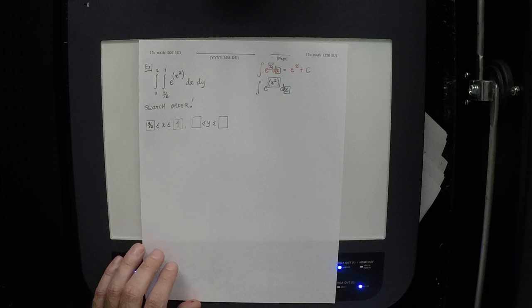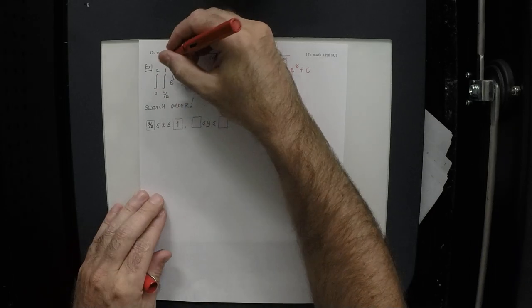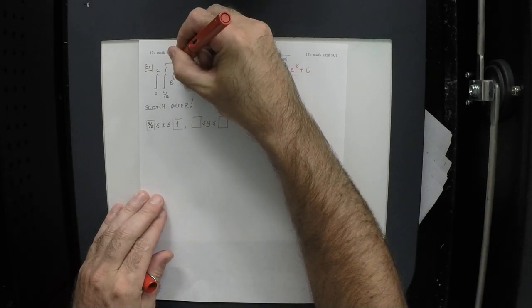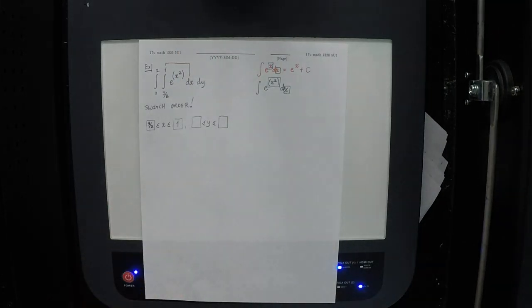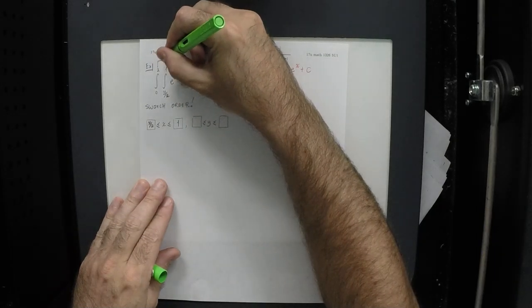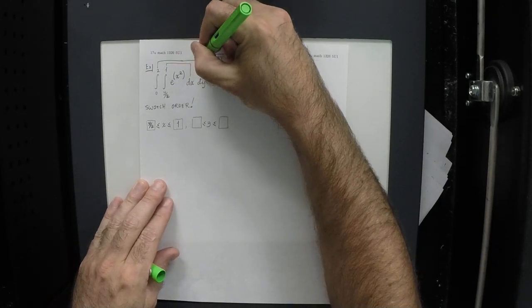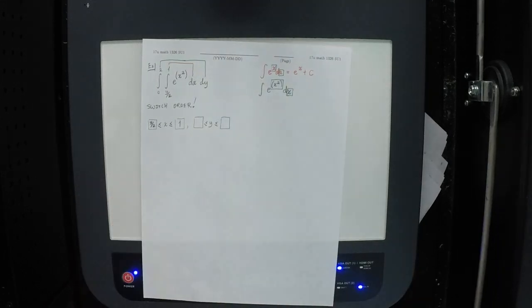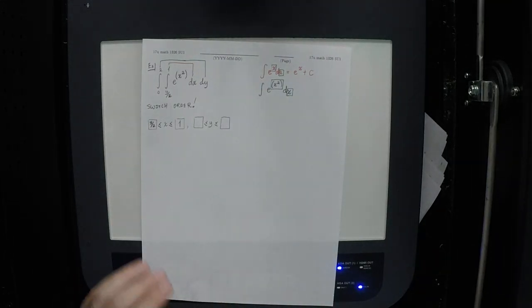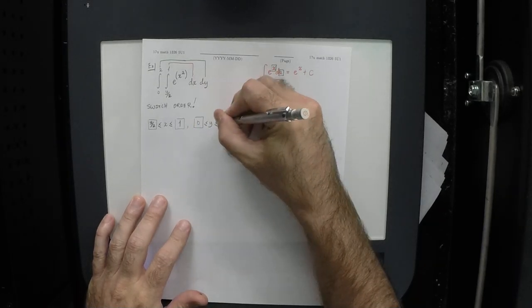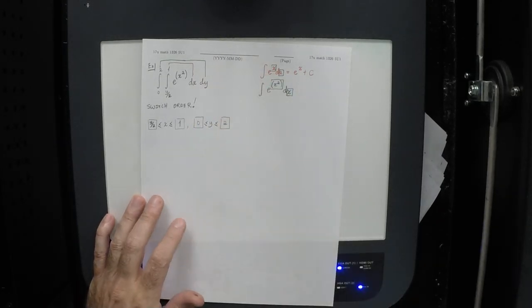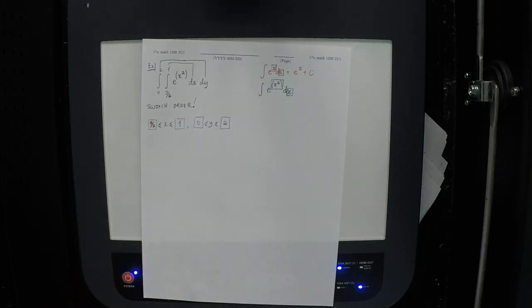Right. Because remember that the correspondence is like this. These limits correspond to x. These limits correspond to y. So what goes in the y boxes? 0 and 2. Okay. So that's the description of the region that was given with the statement of the problem.